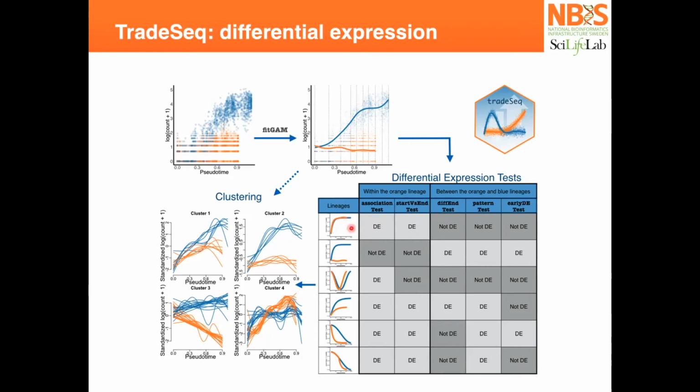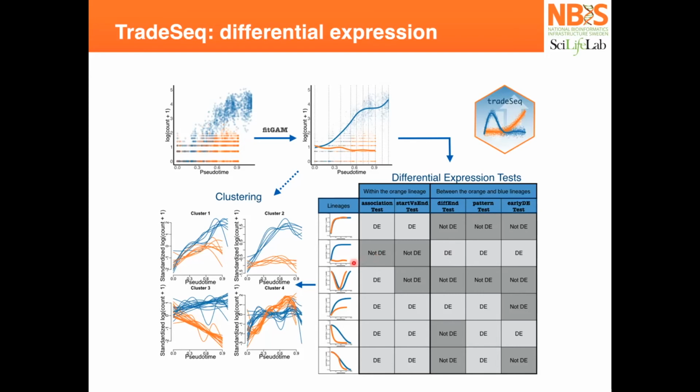Now between the two lines, as you can see, for example, this lineage here is marked as DE because the end and the start are different. But now, for example, imagine these two lines, or like this one. This one is not differentially expressed in the start or the end because they are the same, basically. But the difference between the ends of those two are differentially expressed.